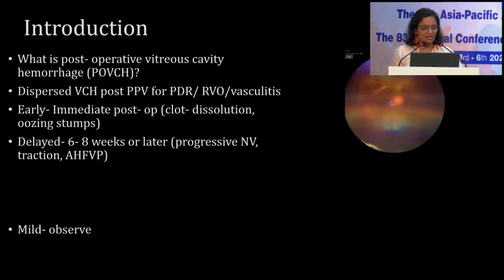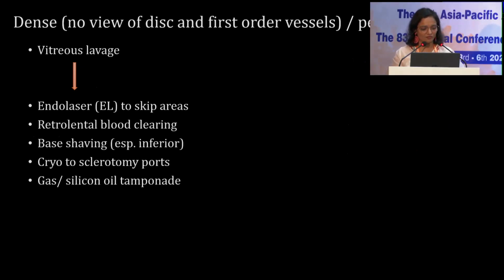It is a dispersed cavity hemorrhage post-vitrectomy for PDR or RVO or vasculitis. In the early immediate post-op, it could be because of clot dissolution or oozing stumps, whereas in the delayed post-operative period, it could be because of progressive neovascularization, traction, or anterior hyaloidal fibrovascular proliferation.